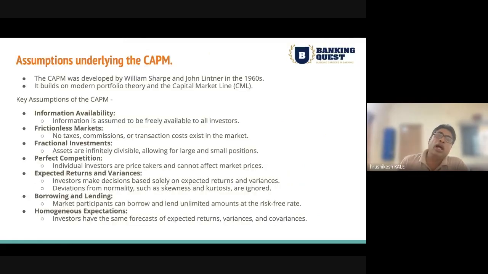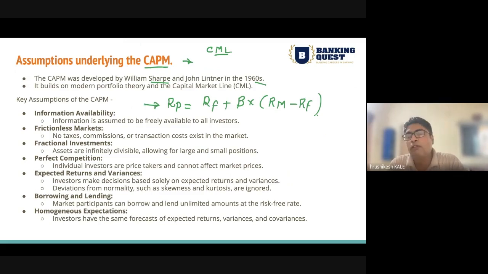Yes. I hope you have heard about CAPM, that is the capital asset pricing model. The capital asset pricing model is again derived from the capital market line itself. It was developed by William Sharpe in 1960. Basically, the formula is return of portfolio is nothing but the risk-free rate plus beta multiplied by return of market minus the risk-free rate. This is the well-known formula to calculate the return of the portfolio.